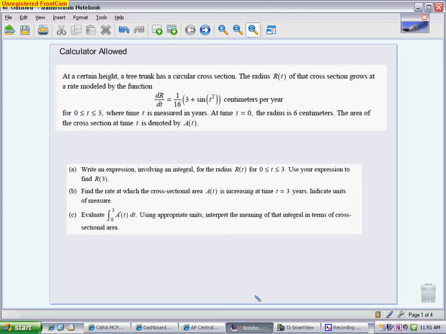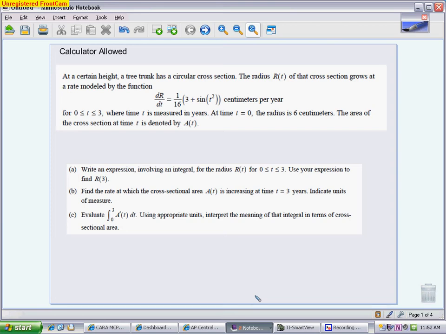So this question is dealing with a tree trunk, and the tree trunk has a circular cross-section, and we have an equation that represents how the radius is changing. We have the derivative of r, dr/dt, and it has a pretty complicated function, which is definitely something you want to put in your calculator because you're allowed to use a calculator, and I ended up storing that as y1 the whole time. It tells us that at time equals 0, the radius of my tree trunk is 6, and it tells us that the area of the cross-section is always going to be referred to as A of t. Asking us to do 3 different things.